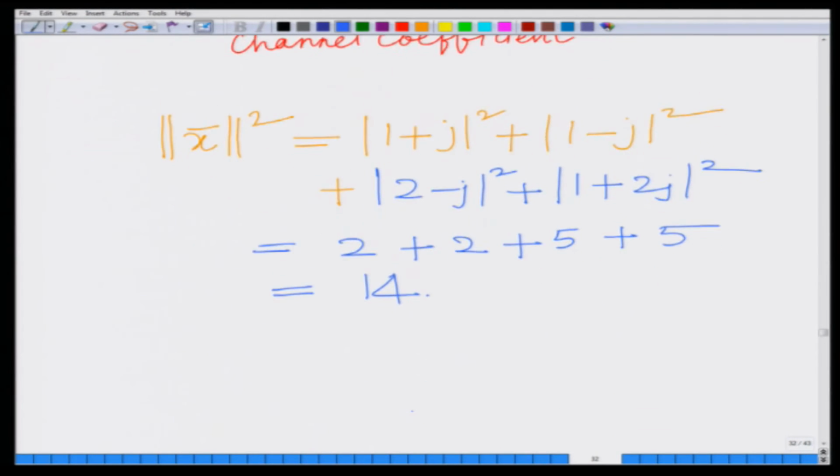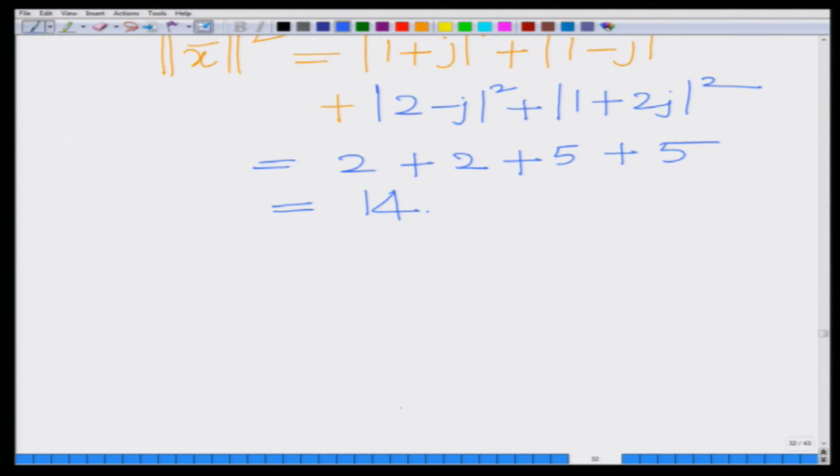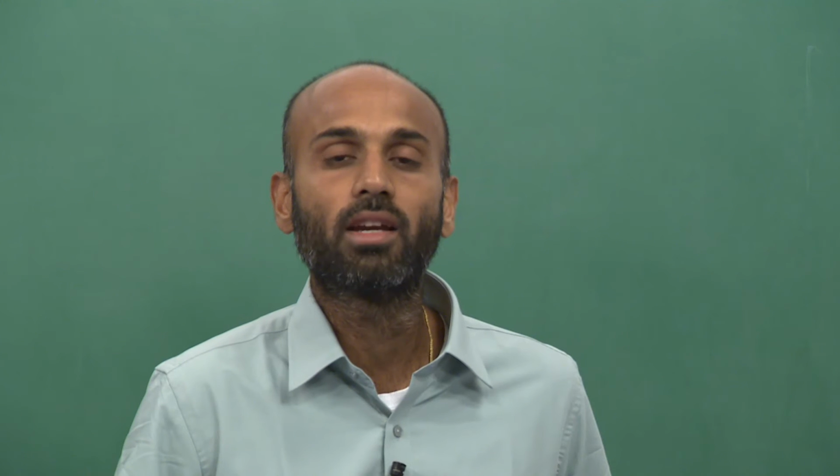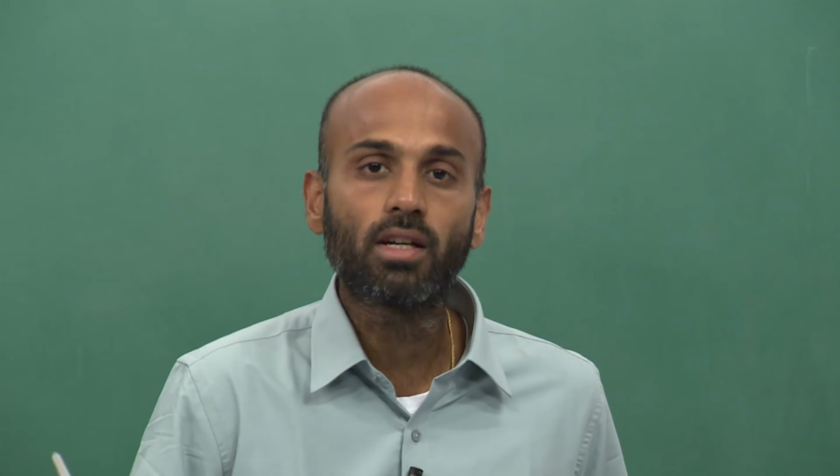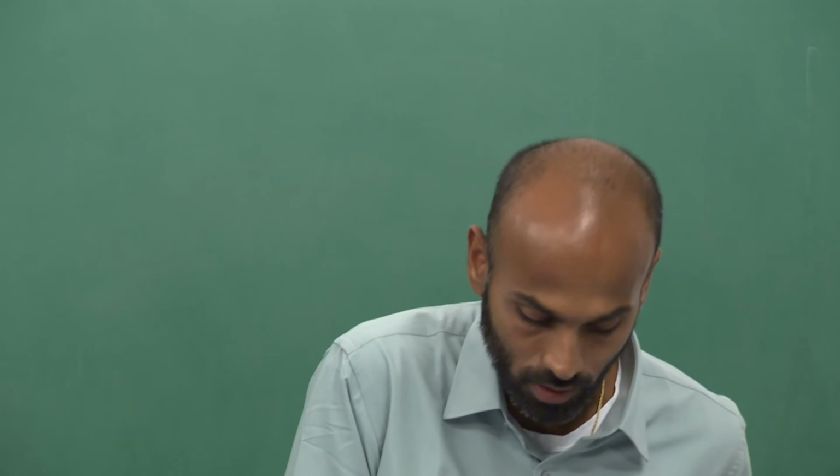This is the norm of x bar square, which is the sum of the squares of the magnitudes of each of the components of this complex vector. This we have derived as basically equal to 14. Now, let us derive the other quantity, which is x bar Hermitian y bar, which is in the numerator.